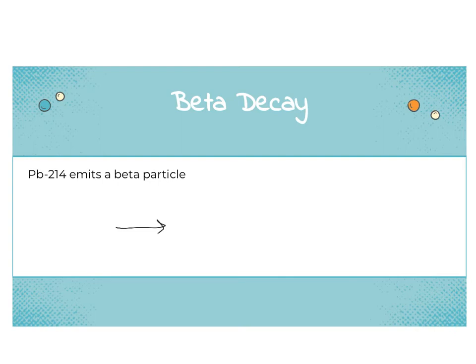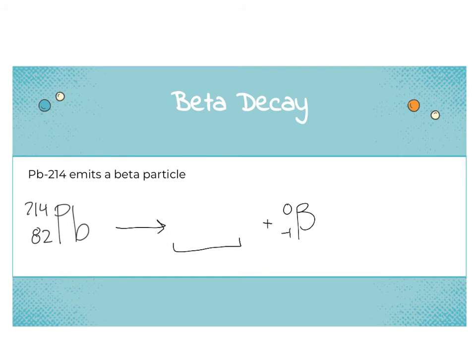Hopefully you took a second to pause. Let's do this equation together. So we have lead 214 is the mass. When we find it on our periodic table, we see that it has an atomic number of 82. Then it's going to create a new element, but it's going to lose a beta particle since this is beta decay.